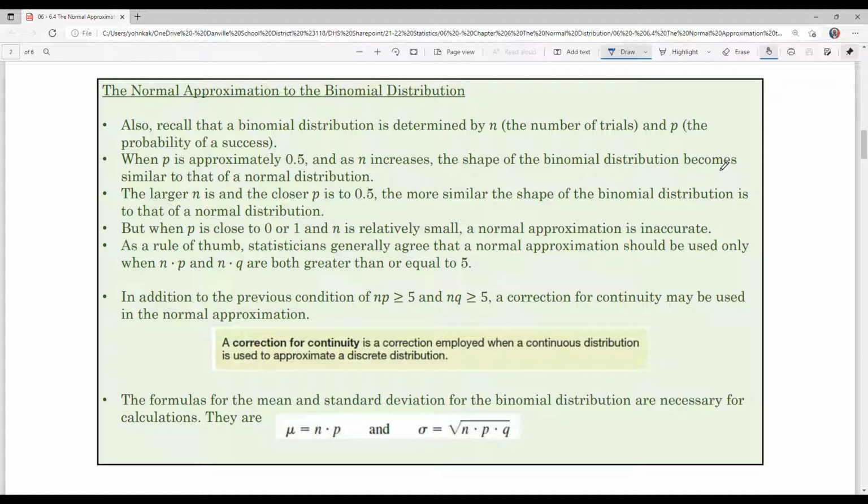In addition to this new condition, we also have something called a continuity correction. This is a correction that is used when a continuous distribution is used to approximate a discrete distribution. A binomial distribution is discrete, but if we want to think of it as a continuous distribution, then we can use a normal approximation only if we use this continuity correction. Also, remember from previous chapters that the mean of a binomial distribution is equal to n times p, and the standard deviation is equal to the square root of n times p times q.